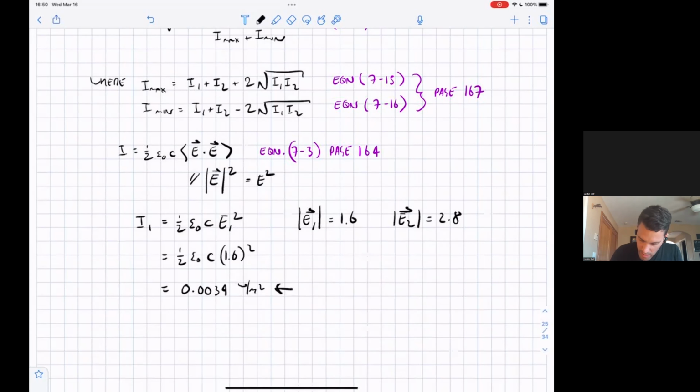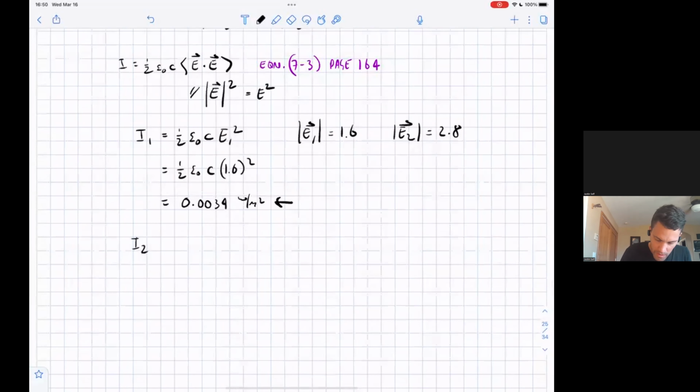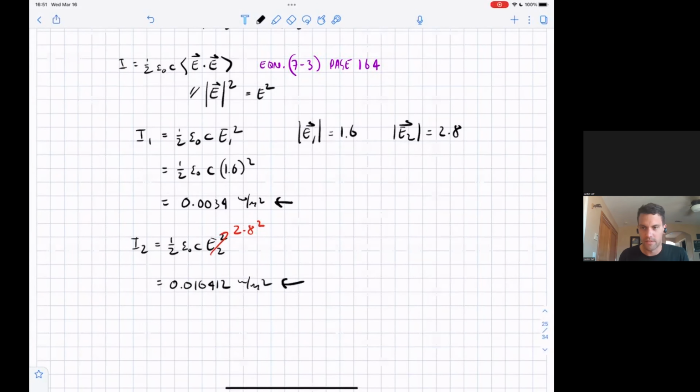Similarly, I2 is equal to 1/2 epsilon naught c times E2 squared. E2 is 2.8, so I'll just write 2.8 squared. Typing it into the calculator gives 0.010412 watts per meter squared. I am kind of blasting through the units here.